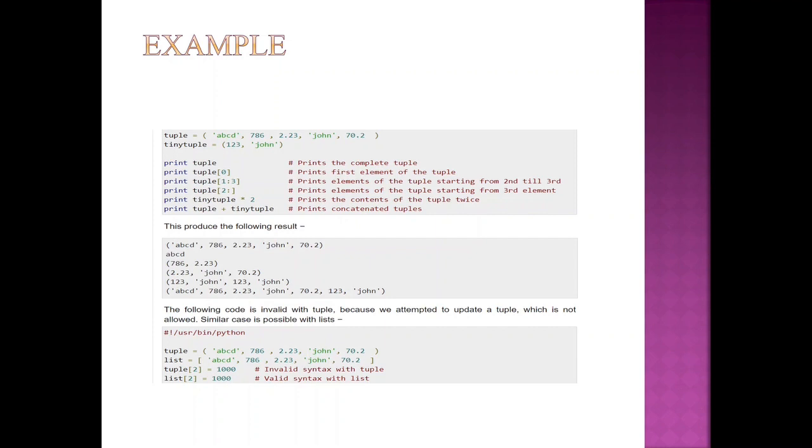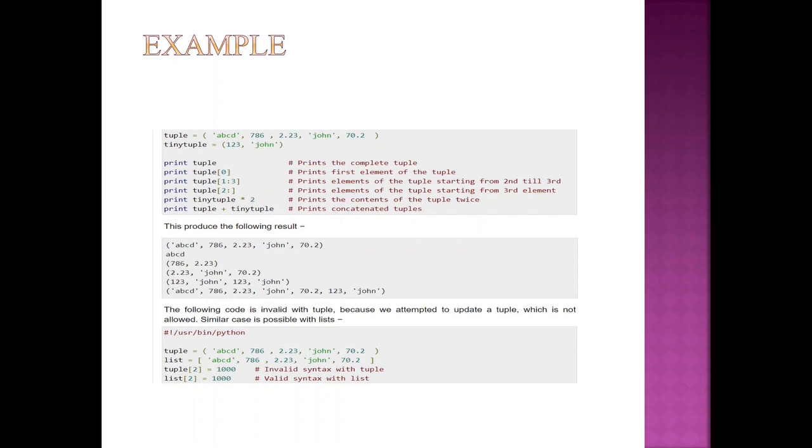In the fifth statement, I am just going to use the repetition operator so that I can print my tuple n number of times. Here I just want to print it 2 times, so I have given print tiny tuple asterisk 2 so that my tuple value gets printed twice. In the last statement, it is given print tuple plus tiny tuple. Tuple and tiny tuple are two different tuples. Now by using the concatenation operator, I am going to combine both the tuples.